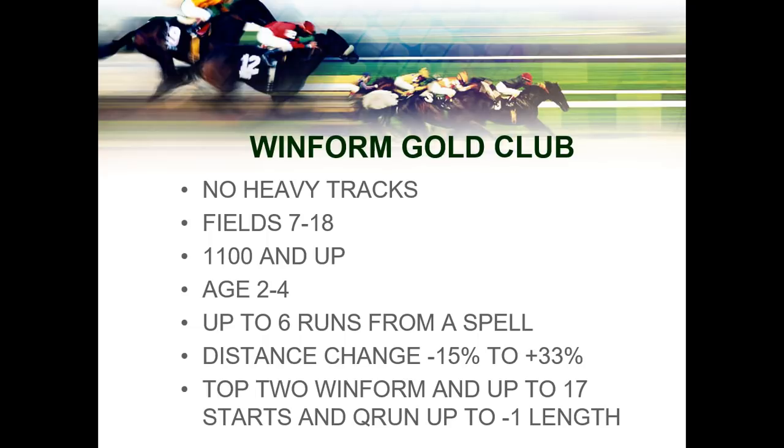Field sizes, we're looking at 7 to 18. We're looking at 1,100 metres and up. We're looking at age 2 to 4. These horses are all young, they're fit, they're not getting old like most of us. Up to 6 runs from a spell in these listed and group races. Distance change is easy, minus 15% to plus 33% on last time.